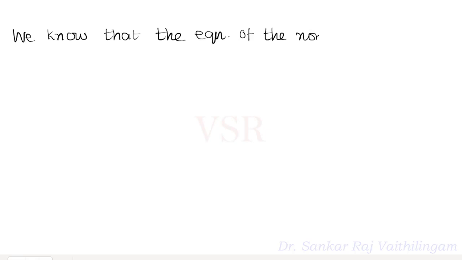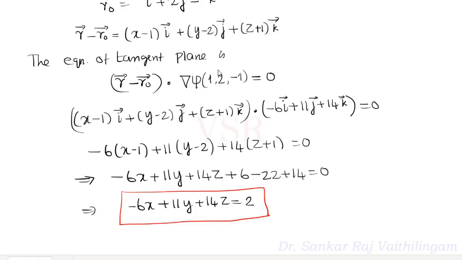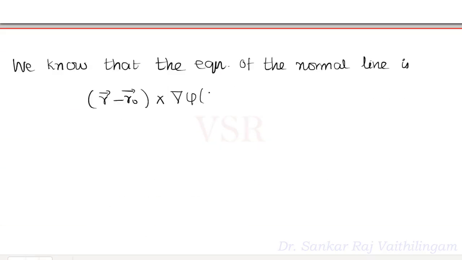we know that the equation of the normal line is very simple, that is r vector minus r naught vector cross product with del phi. Of course, what is that point? At the point here 1, 2, minus 1. So 1, 2, minus 1, which must be equal to 0 vector.